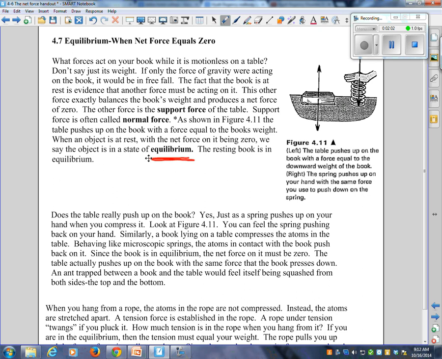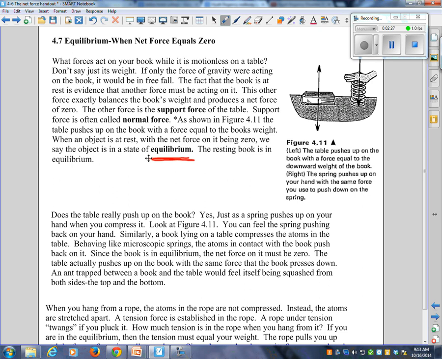Does the table really push up on the book? I've had discussions with students in the past about this, almost arguments. Well, certainly arguments. It never came to fisticuffs, but he was adamant there was no upward force. And of course, I was equally adamant that there would be. I won.